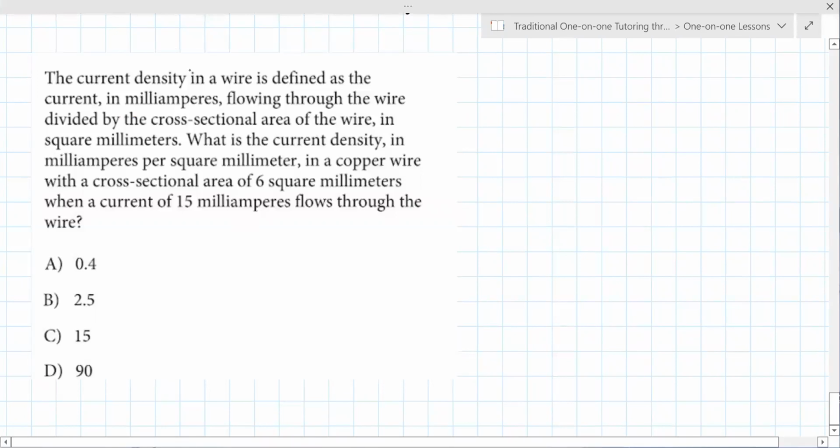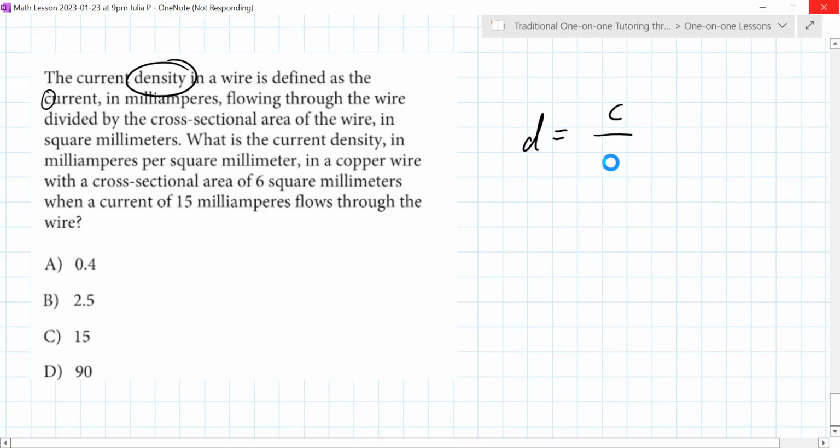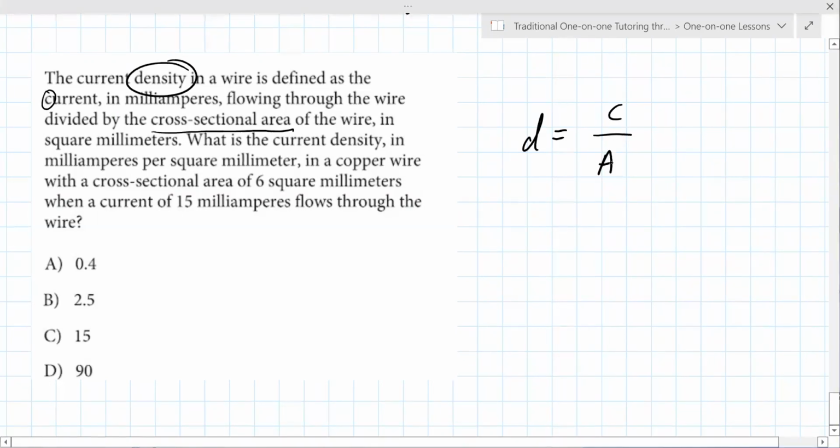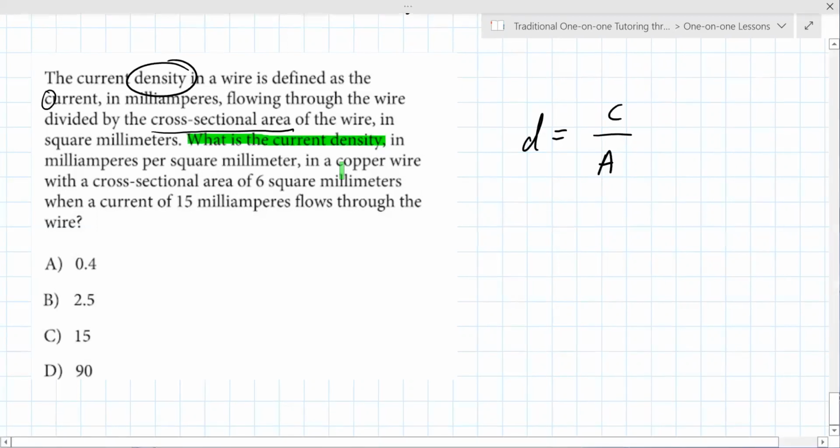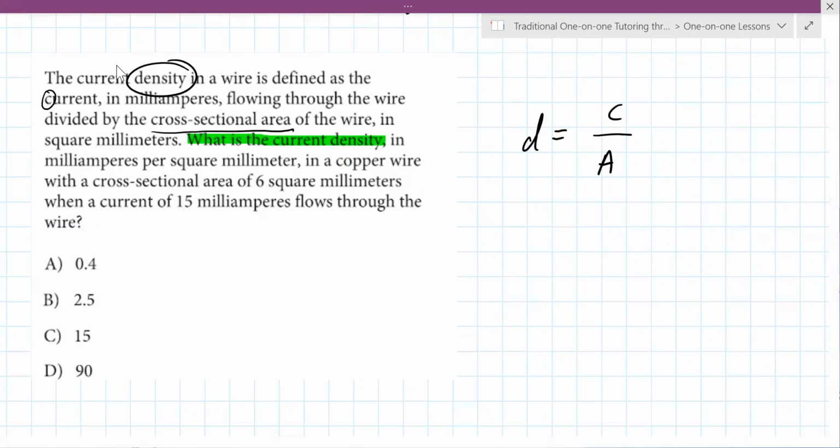So the current density, and if you don't know what letter to use, just use D. It's the current flowing through the wire. If you're not sure what letter to use for current, you could use C, but it's not the correct physics one, though it doesn't really matter. Divided by the cross-sectional area, maybe call that A. I'm just pausing here until my screen responds. I don't know why this happens. Okay, is that okay so far? All right, now the rest of the question, starting here, I want you to read it and decide which of the three values they're giving you.